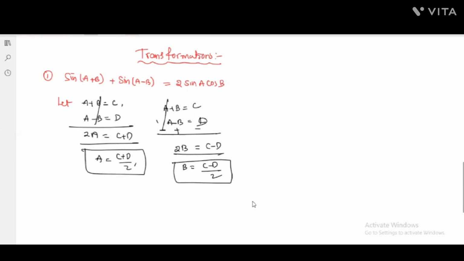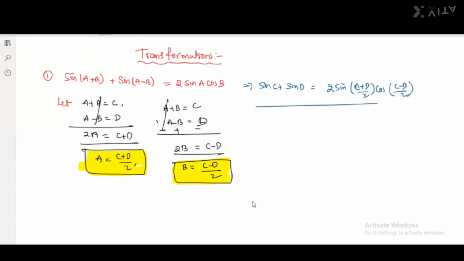So by that we'll get 4 transformations. This is the first result. A value is c plus d by 2. B value is c minus d by 2. If I substitute this in this formula, I get sine c plus sine d is equal to 2 sine c plus d by 2 cos c minus d by 2. So this is the first formula in transformations.